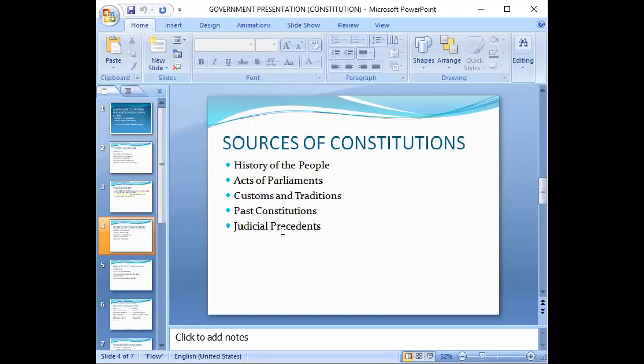The constitution, you take into consideration their past political events, their previous administration, all of these things are all important to make into constitution. Now, Act of Parliament.